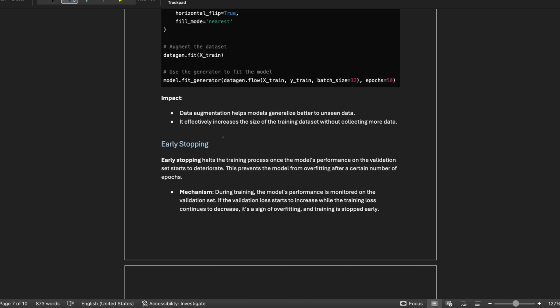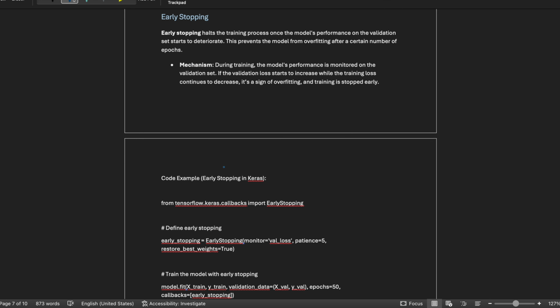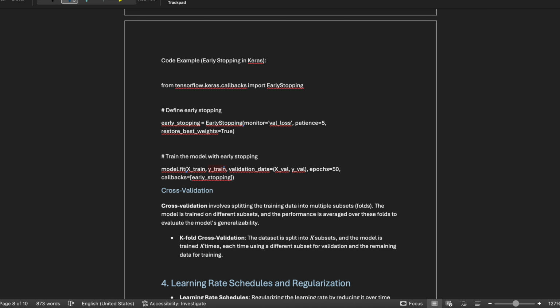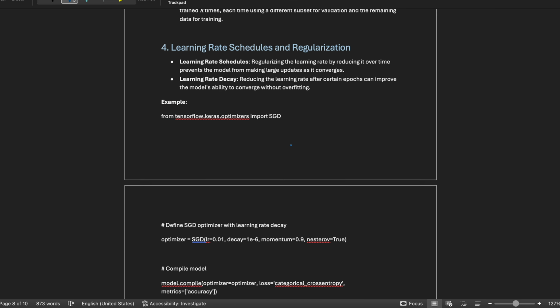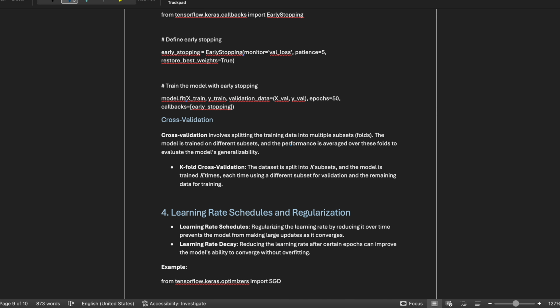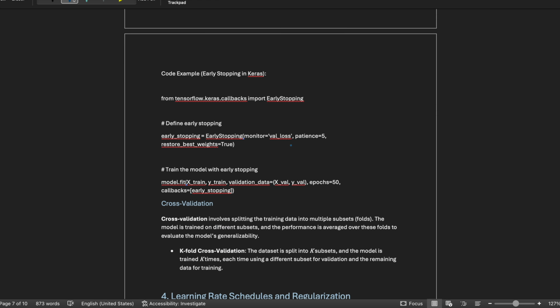Early stopping is basically like when our model starts to overfit, we apply early stopping. Early stopping, I will show you by code. And learning rate schedulers and regularization, these I will also try to show by code only.